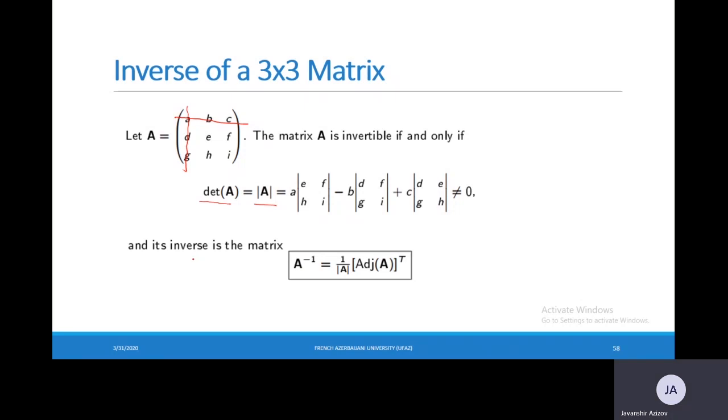To define the inverse of a 3 times 3 size matrix, this expression is used. As you see here, the inverse of A is equal to 1 over the determinant of A, this, times the transpose of the adjoint matrix of A. That's it.